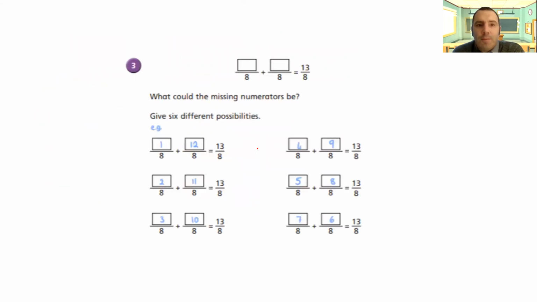Let's move forward. Question 3, what could the missing numerators be? I've asked you for 6 different possibilities. So long as they are 2 integers, 2 whole numbers that add up to 13, you're good. So 1 and 12, 2 and 11, 3 and 10, 4 and 9, 5 and 8, 7 and 6, and any version of those. So you could have 9 and 4, 12 and 1. So long as we've got 6, and so long as our numerators add up to 13, we've got it. Let's move forward.